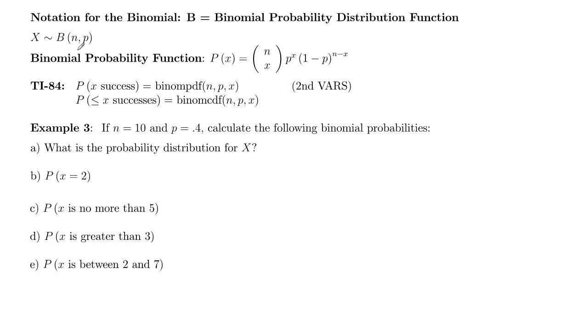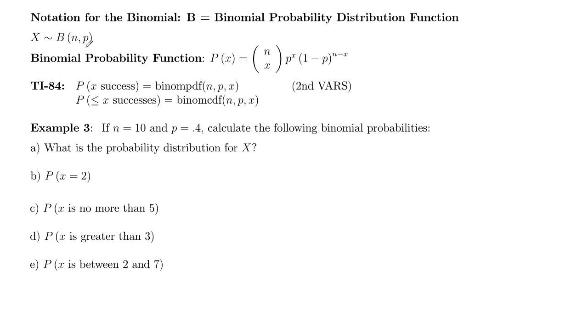So now we want to actually find some values for these binomial probabilities. Let me first mention some notation for binomial probability distributions. B stands for the binomial probability distribution function, and we'll write this expression here. X is our binomial random variable. The tilde there is just saying that random variable follows a binomial distribution with n the total number of trials and p the probability of success. So if you see that, that's what that means.